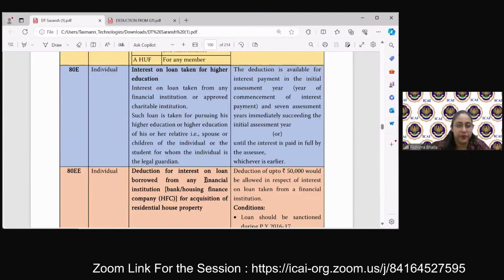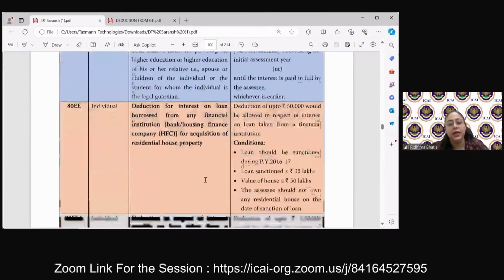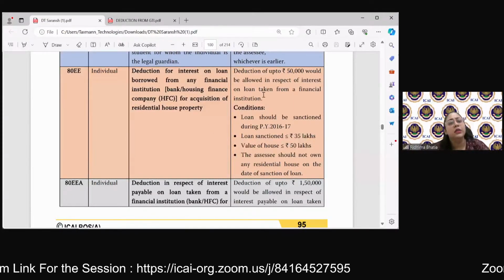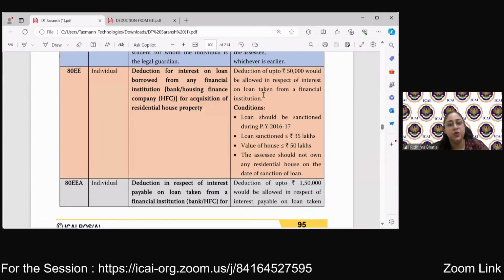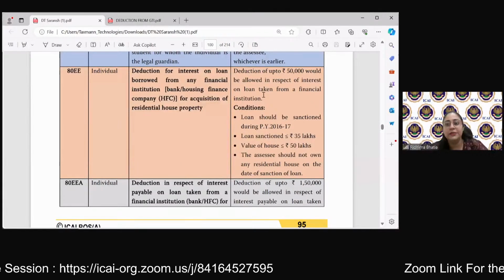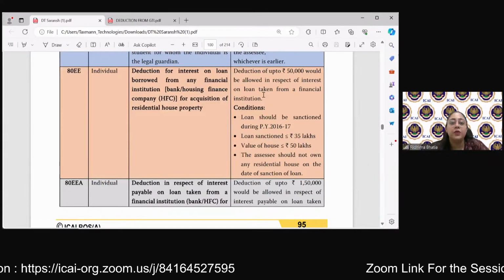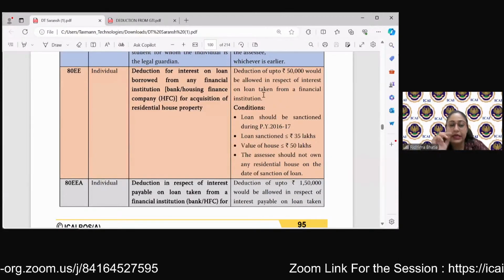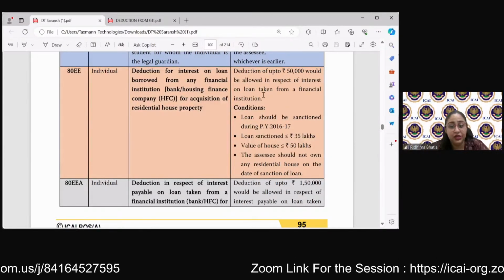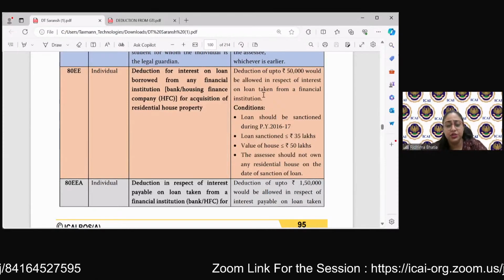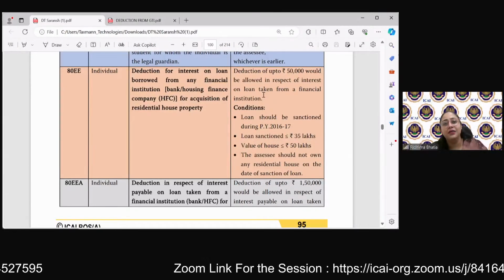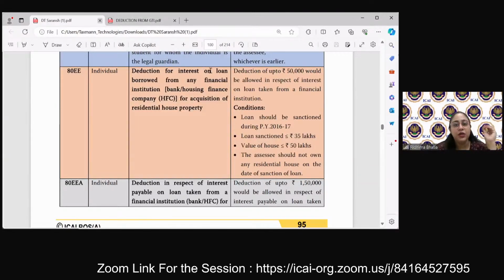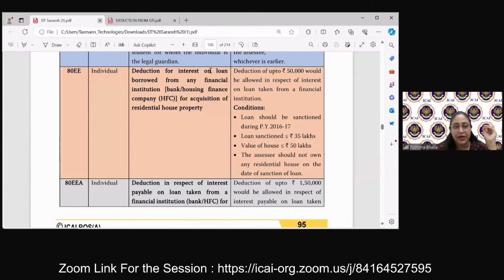First is your 80EE. Now, 80EE has conditions like this. It is also a deduction on interest on loan borrowed from any financial institution, bank, or NBFC for acquisition of a residential house property. So if you are acquiring a residential house property, you can claim the interest deduction under 80EE. Now, the moment I say interest deduction in respect of a house, obviously section 24 strikes you. But first, let us understand the conditions here, and then we'll draw a comparison.